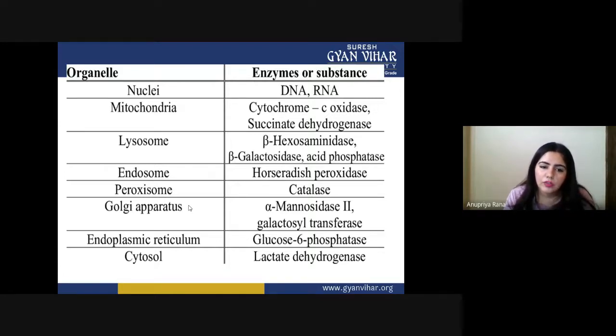The cytosol can be identified by lactate dehydrogenase. Most of the function happens at the cytosol, but lactate dehydrogenase plays an intermediate role, and due to this intermediate position, it possesses many enzyme activities inside the cytosol. So just by seeing the working of lactate dehydrogenase, we will be able to see what kind of activity is going on inside the cytosol.